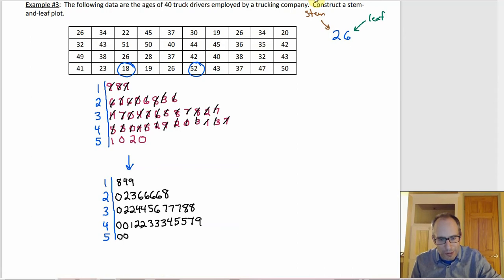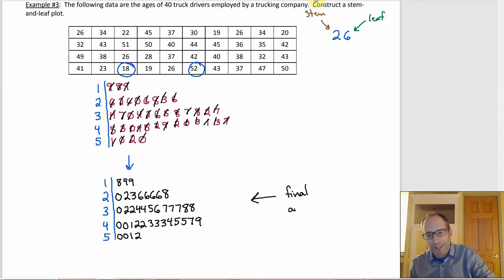0, 0, 1, 2 when they're in order. All right, got them all. Okay, so then that would be like right there. If you had to construct one, this is a correct stem and leaf plot. So then that one would be a final answer.